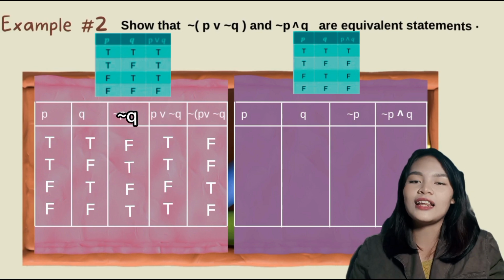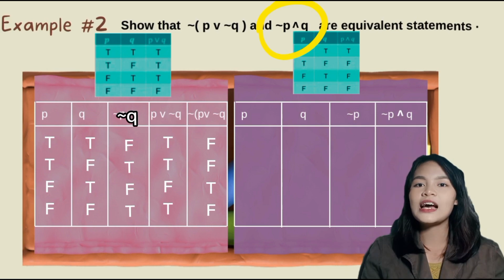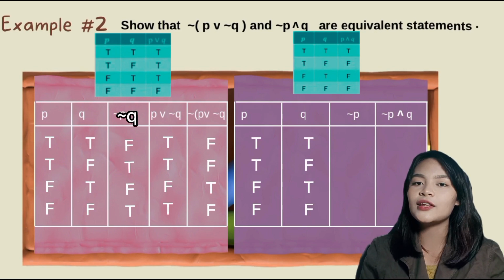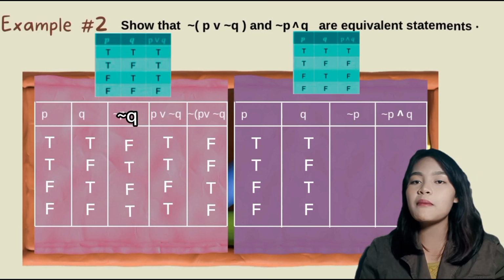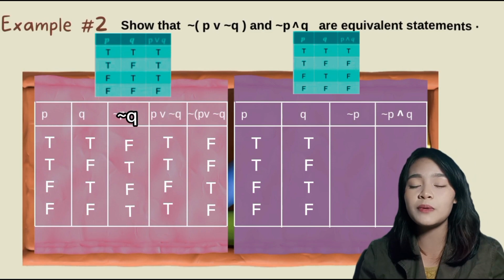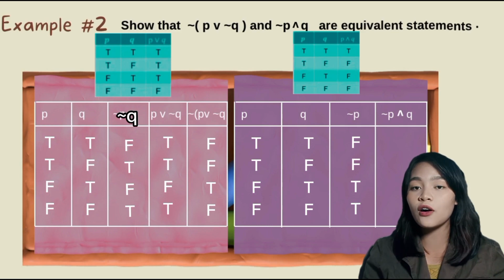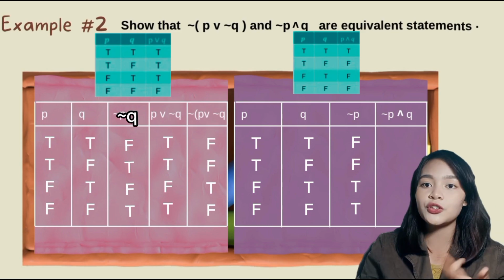Proceed na tayo sa next na statement. Again, gawa tayo ng truth table. Then, first, nakalagay dito sa negation of P. Babaliktad lang natin yung first column na P. So, true ay magiging false. Then, yung true magiging false. True to false, false to true.